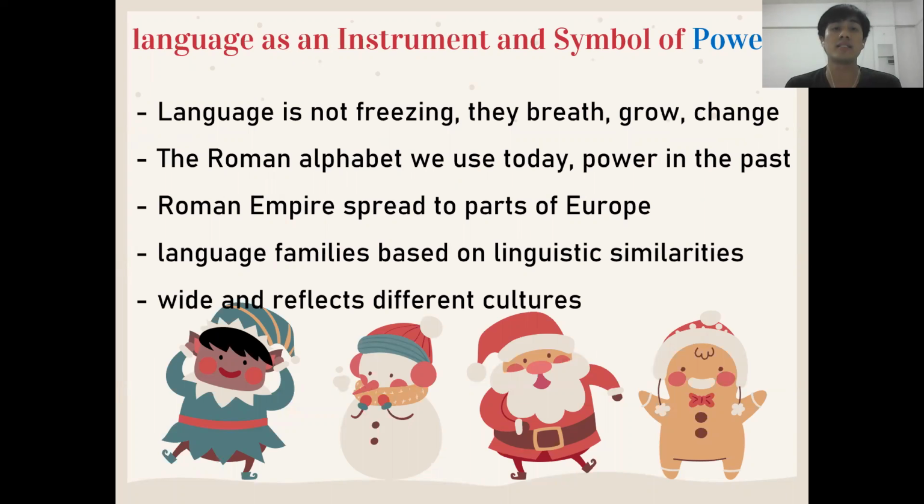Next, language as an instrument and symbol of power. Language is not frozen, is not stopped, but languages breathe, grow, change, and die according to the fluctuation of the lives of their speakers, such as the Latin of ancient Rome, which is no longer spoken, but reflects Rome's power 2000 years ago. As the Roman Empire spread to parts of Europe, Northern Africa, and Central Asia, Latin gradually became the dominant language.